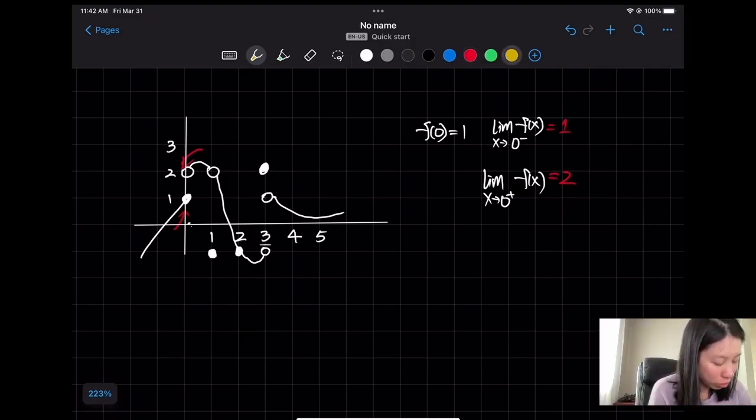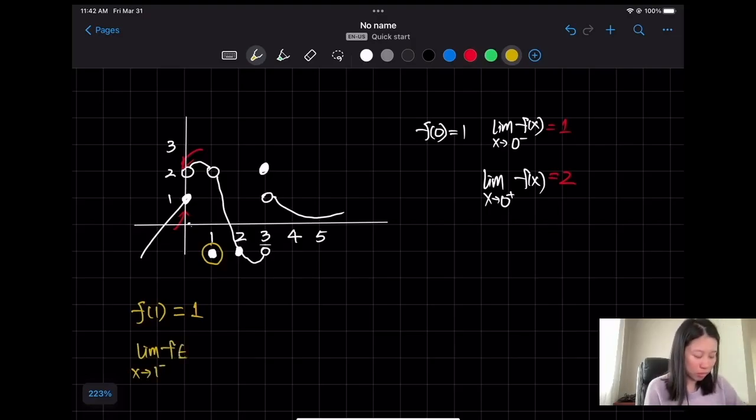Now can you try x equals 1 by yourself? I'm going to use a yellow pen. So f(1), the function is defined in here, right? Equals 1. What about the left limit? This is equal to what? From the left side, when they approach 1, the function seems to get close to 2. What about the right side limit?